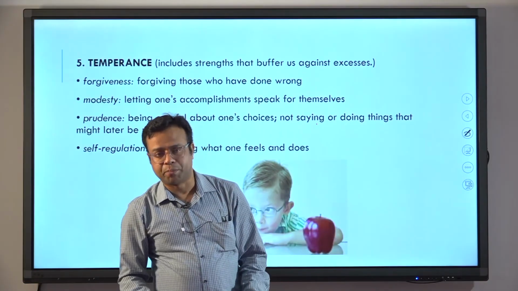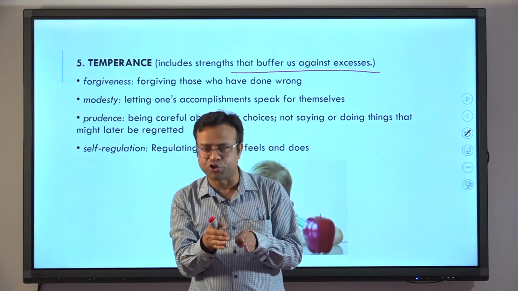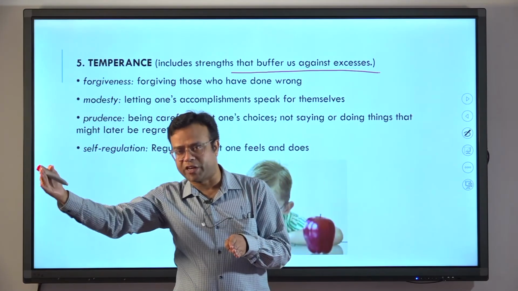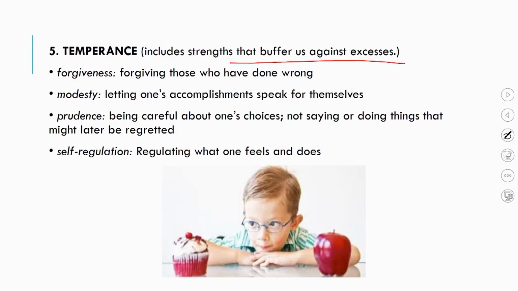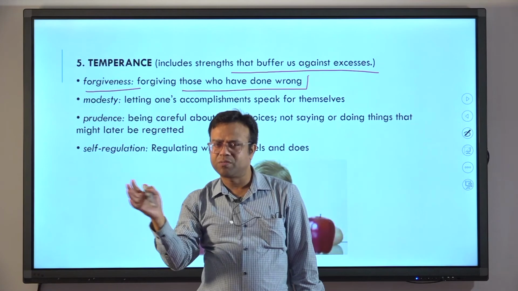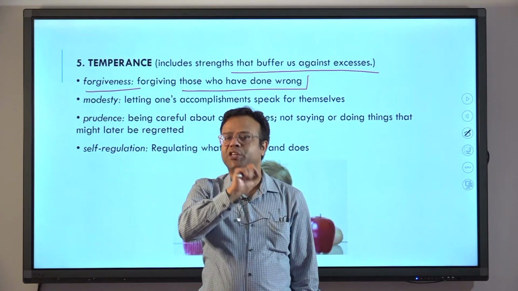The fifth one is called temperance, which includes strengths that buffer us against excesses in life. Temperance means you have the ability of self-control and don't go into the excess of anything. It is expressed in terms of various specific character strengths. One expression could be forgiveness, forgiving those who have done wrong. So you don't go to the extreme of jealousy and taking revenge. You tend to forgive people wherever possible. So that is also an expression of temperance.